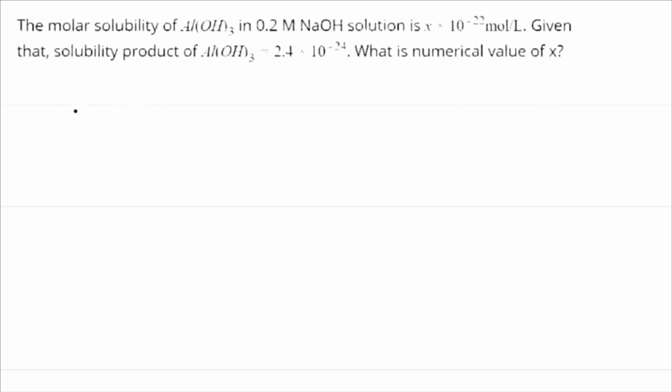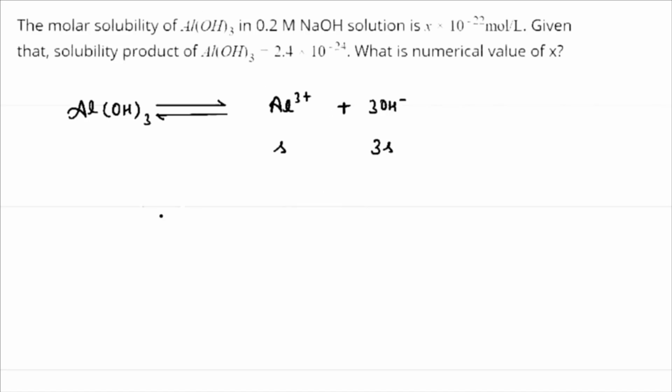First we write the reaction: Al(OH)3 is in equilibrium, so we make the equilibrium sign, with backward and forward reactions. This gives Al3+ ion and 3 ions of OH-. So what is the solubility? The solubility of Al3+ is S and the solubility of OH- is 3S.